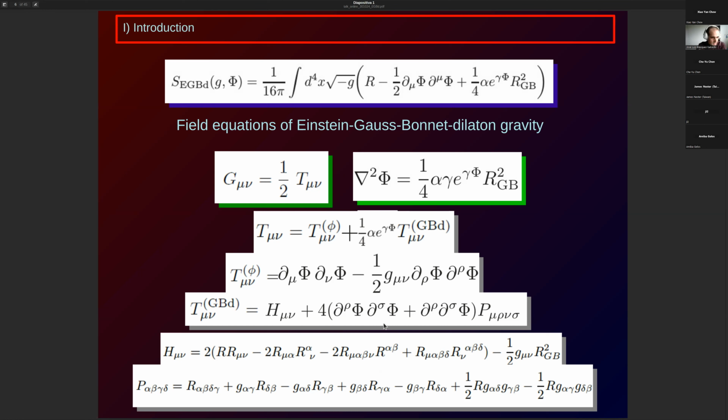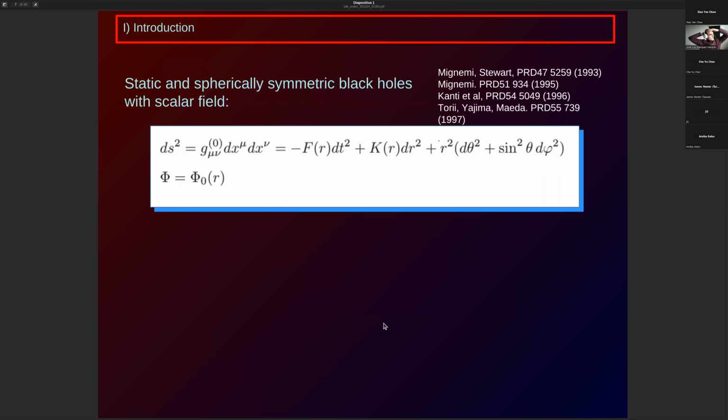And from here, you have equations that you can try to look for solutions. Black holes, neutron stars, wormholes, everything you want. For example, let's focus on black holes to have an idea of the properties. I think it would be nice to spend some time on the simplest case first, the static and spherically symmetric black holes. Okay, these are known since the 90s.